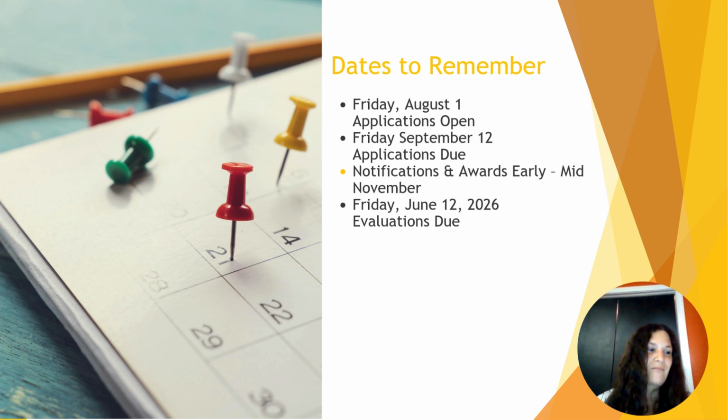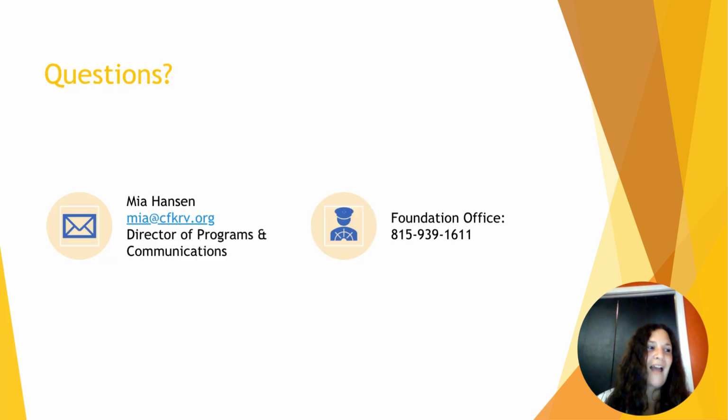And then as promised, my contact information is here. Once again, my name is Mia Hansen. My email is mia@cfkrv.org. Our foundation office phone number is 815-939-1611. You can just call that line and select Mia, and that'll give you my direct line. But if you have any questions, just give me a call, send me an email, please reach out.